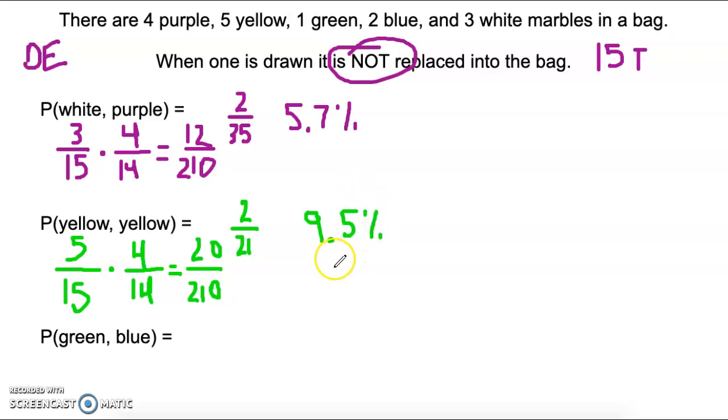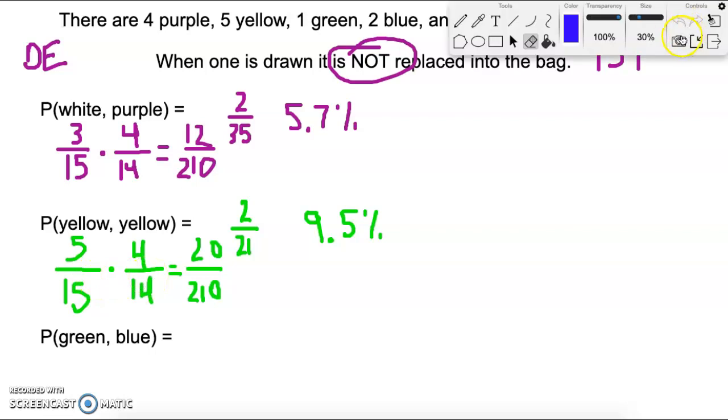All right, so the only reason that on this one the denominator changed, or the numerator changed also, is because they are the same event. Okay, here, because they're different events, a white and a purple, the numerator didn't change, only the denominator did. Okay, because these are the same, the numerators change and the denominator changes.